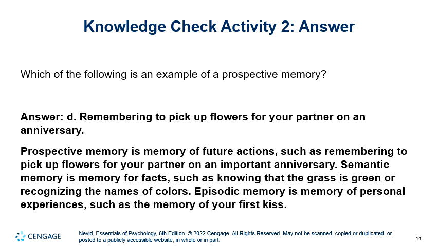All right, so if you said D, remembering to pick up flowers for your partner on an anniversary, then you have the correct answer. So remember, prospective memory is that kind of memory that is for future actions, like trying to remember to pick up those flowers for your partner. The other options have meaning in terms of semantic memory. You have to remember these are memories about facts. And then if you want to know that the grass is green or recognizing the name of colors, that's where semantic memory may fall in.